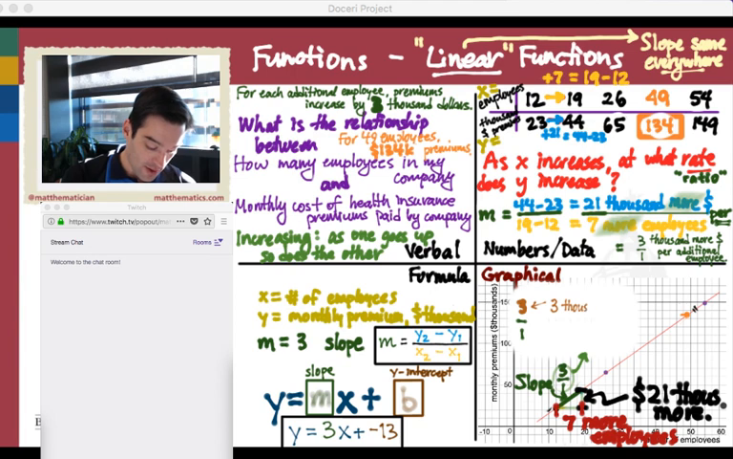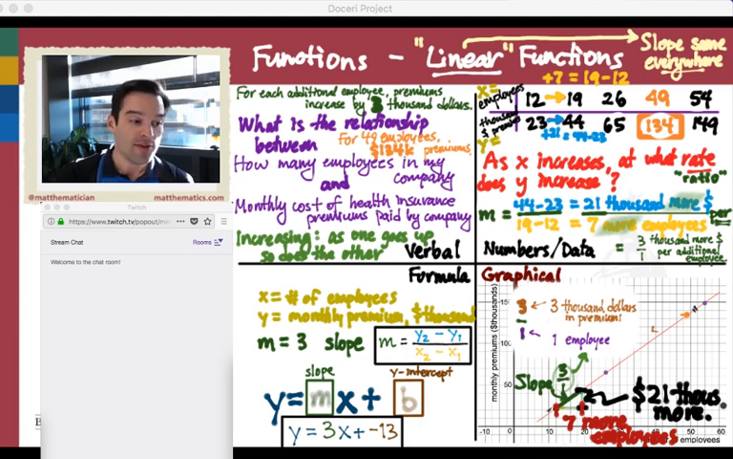So I'll write here $1,000 in premiums. So that's how I can contextualize the numerator, that 3 that's sitting upstairs. The 1 downstairs, remember, that was a change in my x value. That counts the number of employees. So that's how I'll contextualize the denominator here. This 1, I'll think of that as 1 employee.